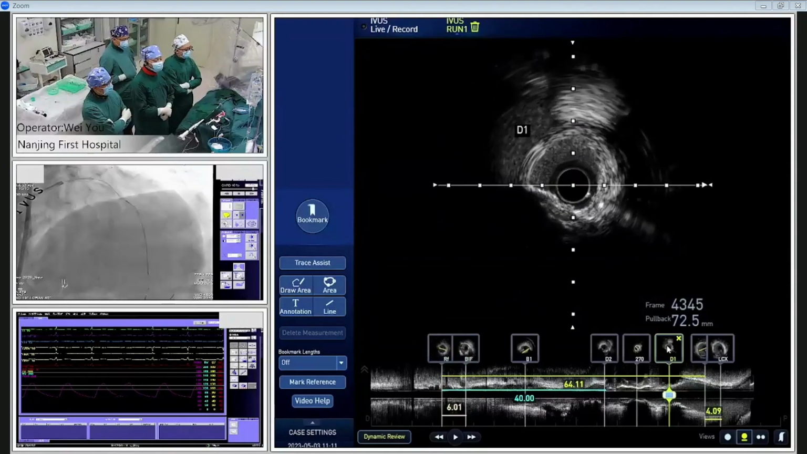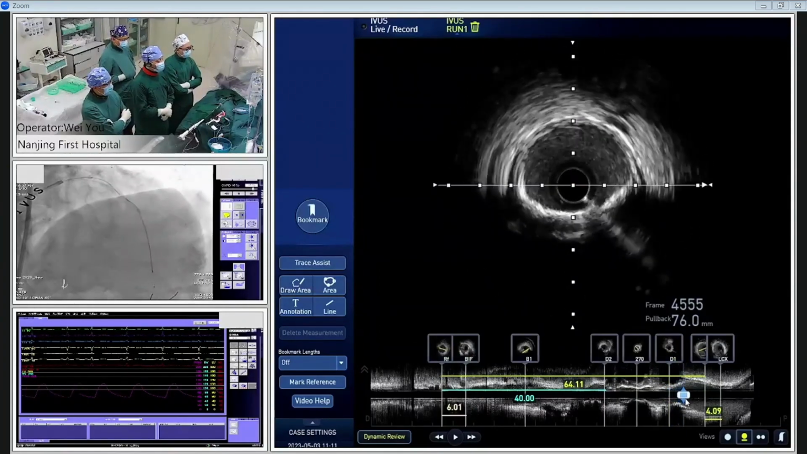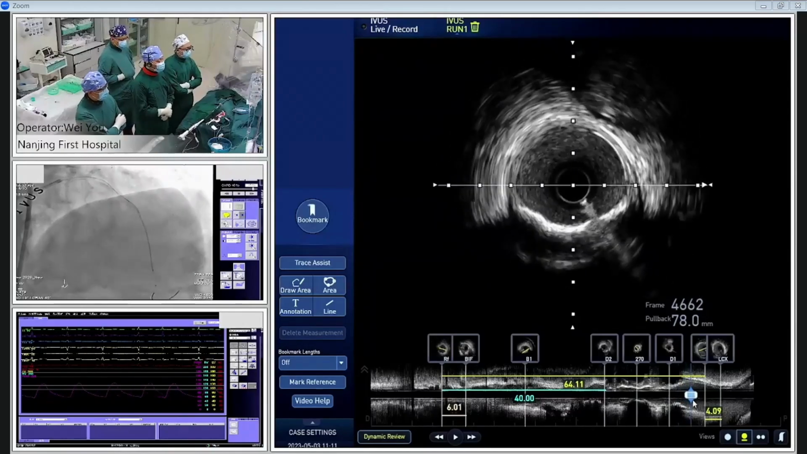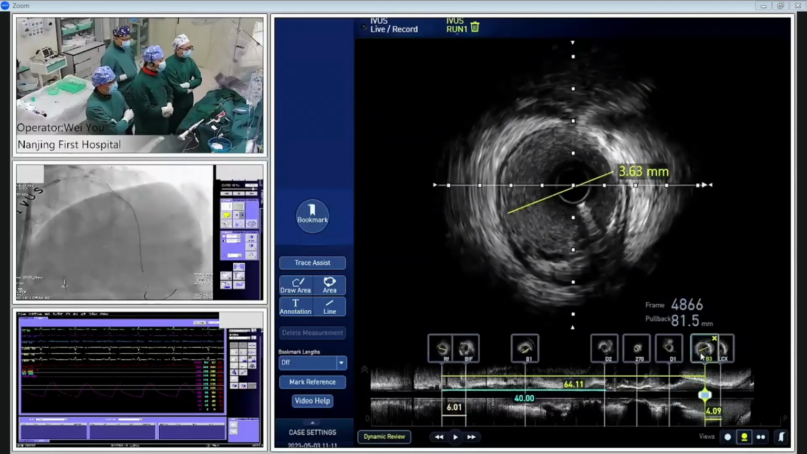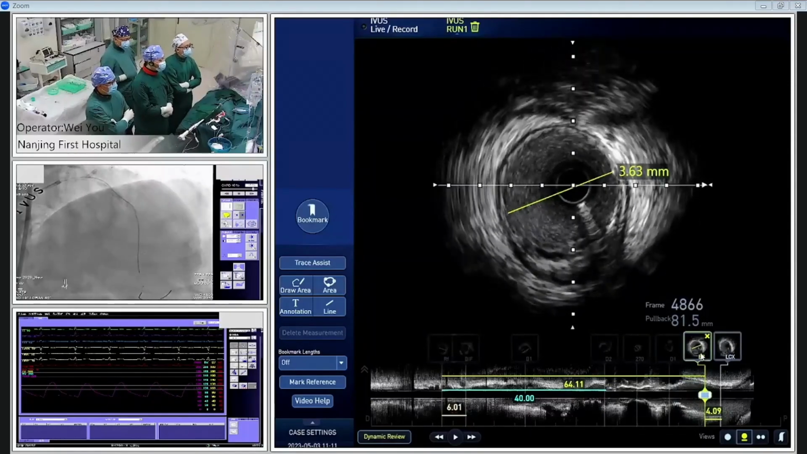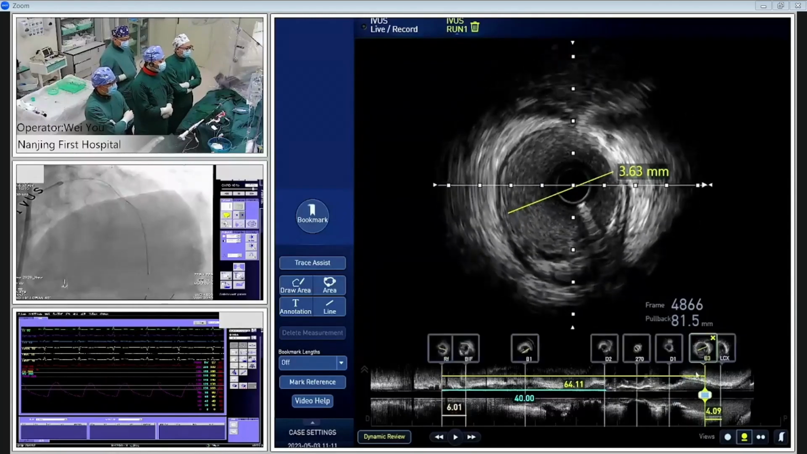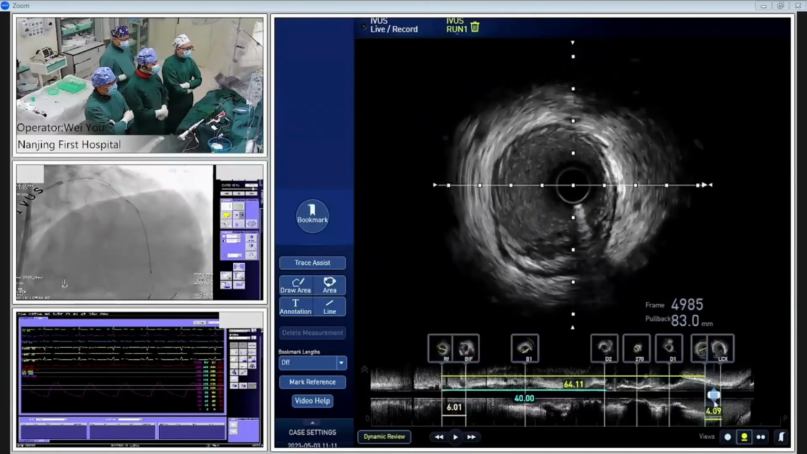This is the LAD and the diagonal 1 bifurcation. Then go on withdraw the IVUS. This is the proximal LAD. And here, the proximal LAD, and this point is the proximal landing zone. And here the lumen diameter is about 3.6 millimeter. Then go and pull back.